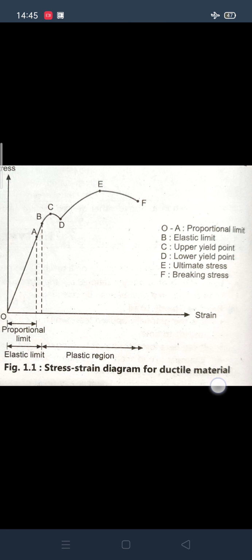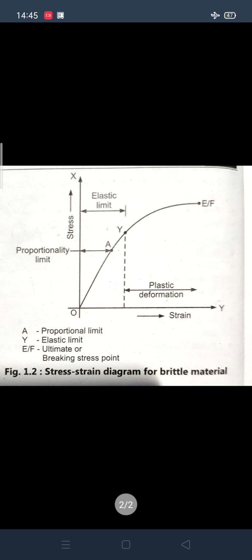Now let's see the stress strain diagram for brittle material. The figure shows the relationship between stress and strain when a brittle material is subjected to tensile strain. Brittle material means it fails at relatively low strain. Examples of brittle material are concrete, cast iron, aluminium.